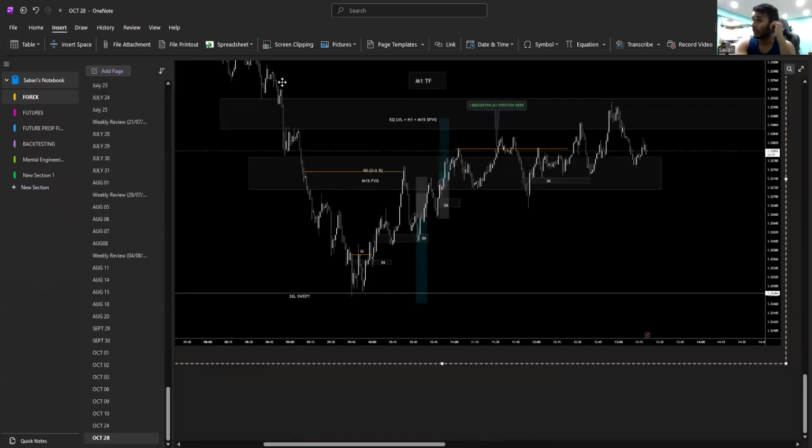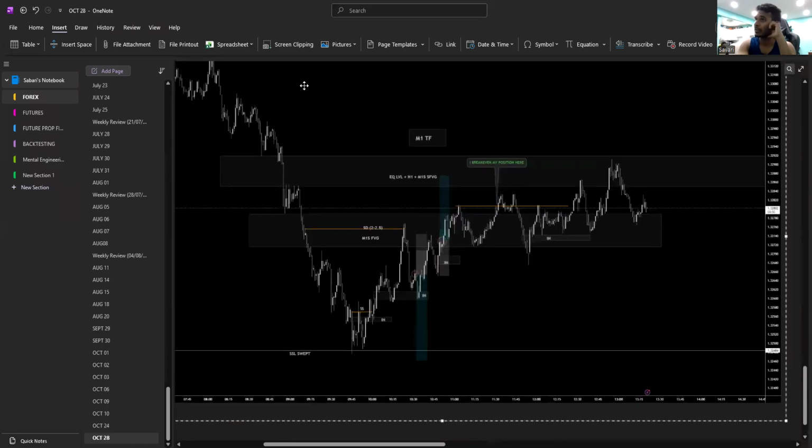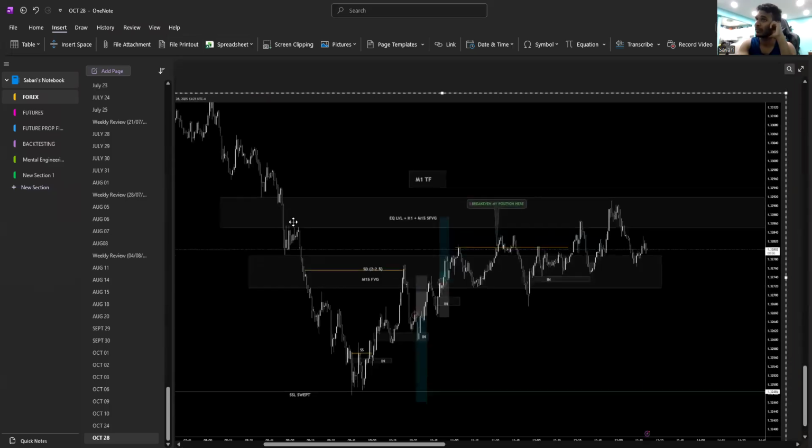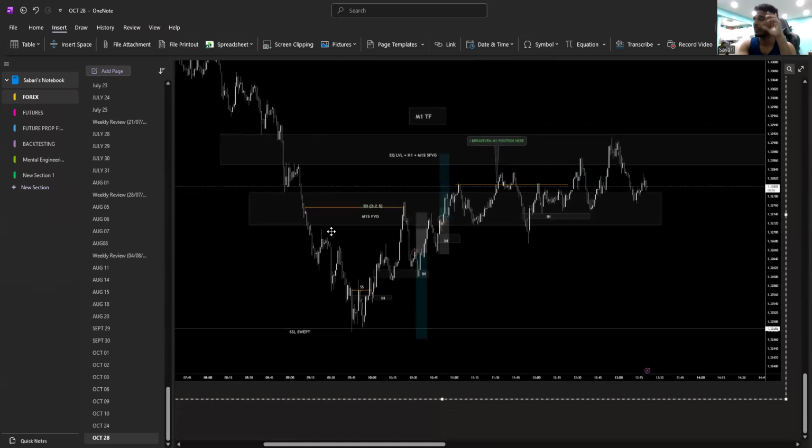When price dropped lower, it left this M15 fair value gaps inside this swing. This is the current swing, and inside the swing it left two 15 minute fair value gaps. This is not only 15 minutes, it's also the equilibrium level plus an H1 fair value gap. As soon as price swept the sell side, it printed an SMT. It's not a proper SMT, to be honest.